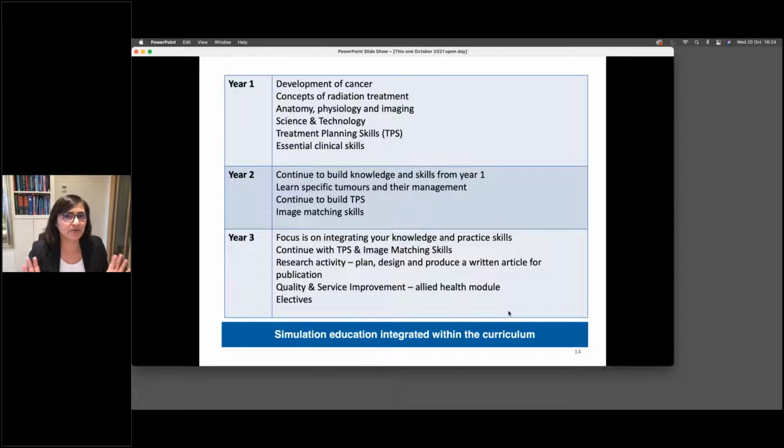So it's not really pure physics. In fact, it's not even A-level physics. It's aimed at having an understanding of the job and what it involves and what radiation is. Year 2, you start to build on those skills and developments. And then by year 3, your focus is then integrated with knowledge and practical skills. And you continue with TPS, which is treatment planning system, and you also learn image matching skills. Image matching just means that when a patient comes in for radiotherapy, they also have some X-rays taken. It's a CT scanner that's attached to our X-ray machine, the linear accelerator.